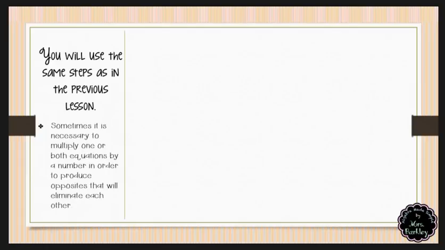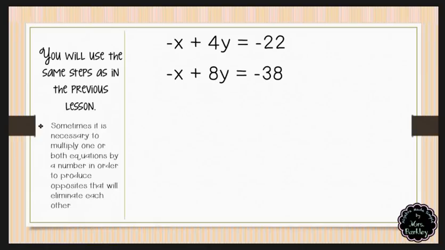will eliminate each other. So looking at our first system, we have the equations, the opposite of x plus 4y equals negative 22, and the opposite of x plus 8y equals negative 38. So both of these equations are already in standard form.